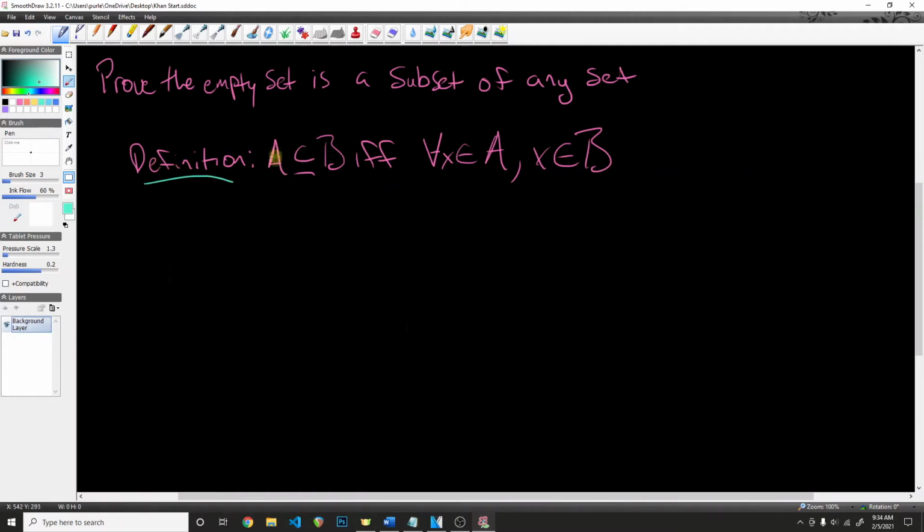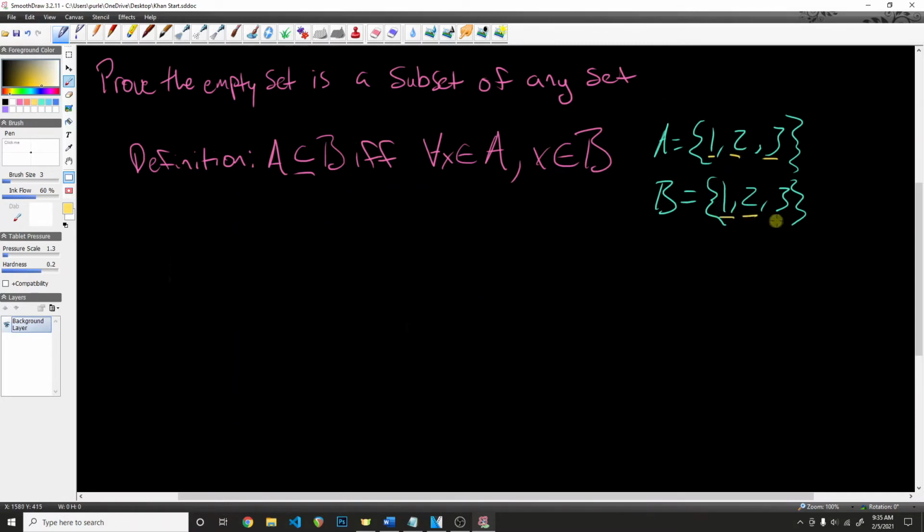We need to assert that a set A is a subset of B if and only if for all elements X that are a member, or you can say an element, of A, that X must also be an element of B. In other words, by definition, in order for A to be a subset of B, for every single item in A, that item must also be in B. That is the definition that we have.